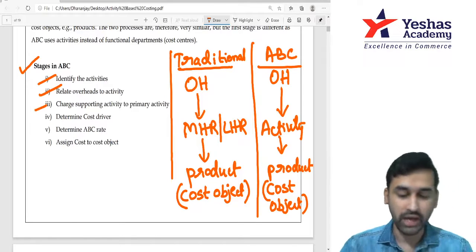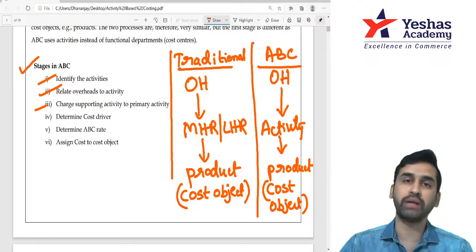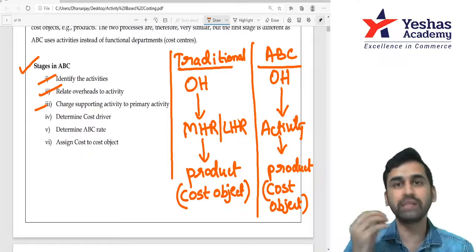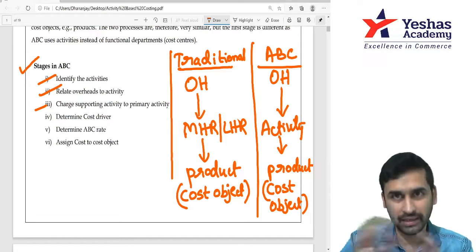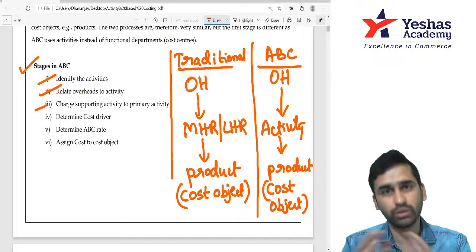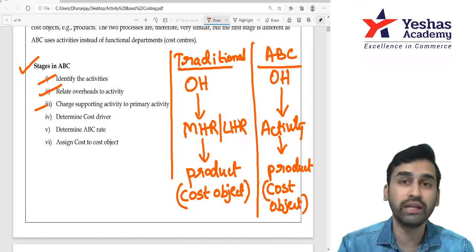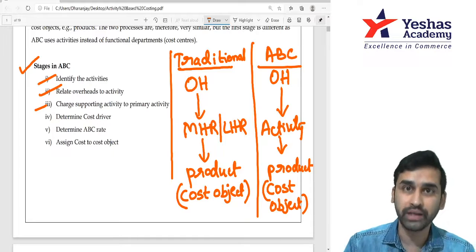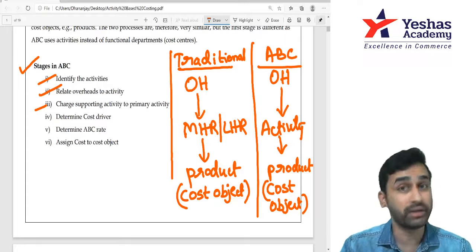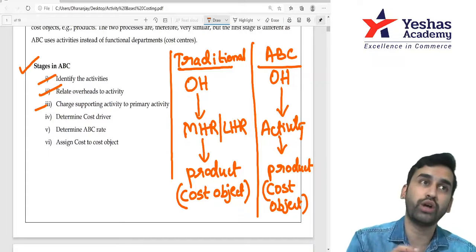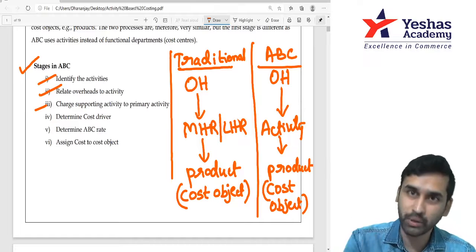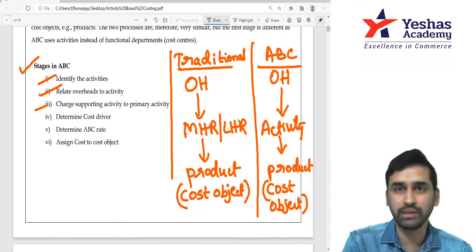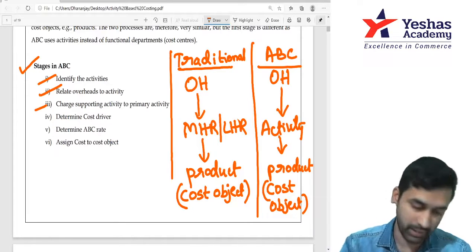Third, charge supporting activity to primary activity. So the main activity is making phone calls. There will be some other expenses which are indirectly connected to this. Charge that also to this. This is something that you have done even in the overhead chapter, correct? Service department cost, you transfer it back to production department, yes or no? So it is not only that department, it is that department plus all the supporting department cost which will have to be ultimately charged, same thing.